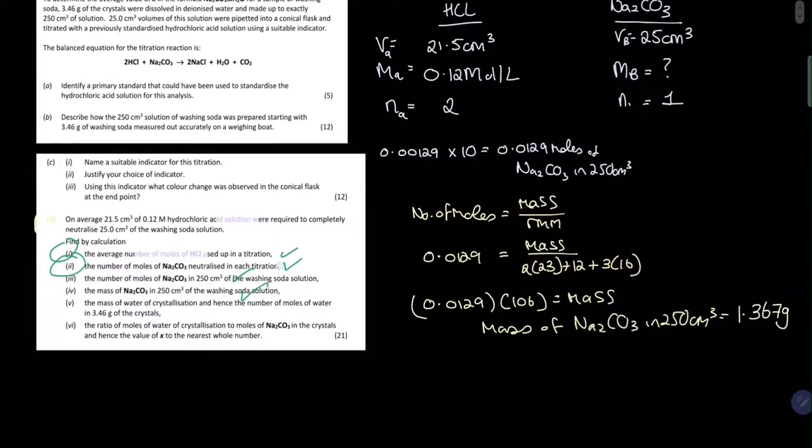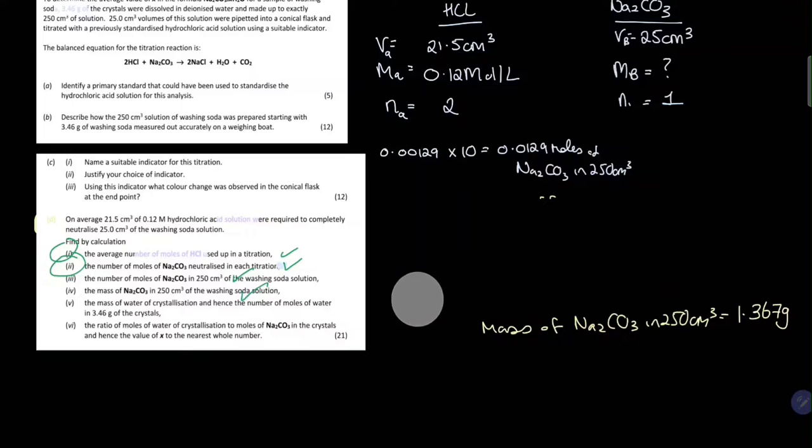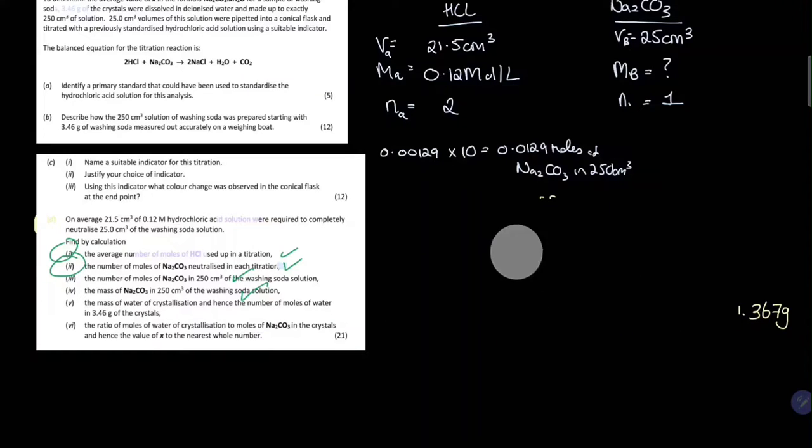Now the fifth one, the mass of water of crystallization, and hence the number of moles in the 3.46 grams of the crystals that we used in the very first part to actually dilute the solution. So I'm going to wipe all of this out. And I'm just going to keep that number there.